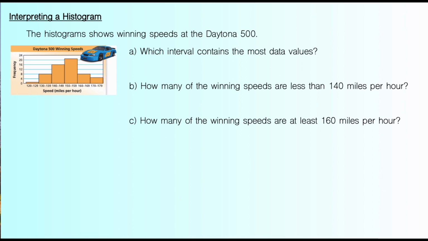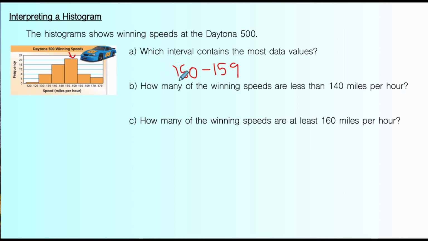So the first question says, which interval contains the most data values? That is not a difficult question to ask. That would be the interval of 150 to 159. And how do I know that? In an instant, it's the tallest bar. That'd be this one right here. So it has to have the most data values in there. How many data values are in there? This bar looks to be just over 20, so I'm going to say it's probably 21 cars that had a winning speed in there.